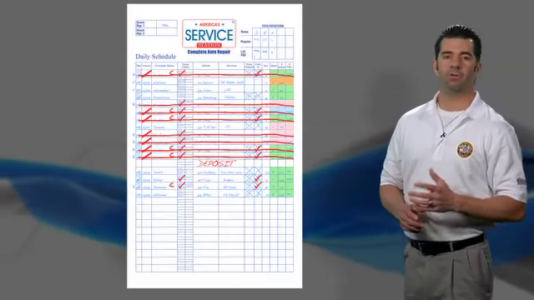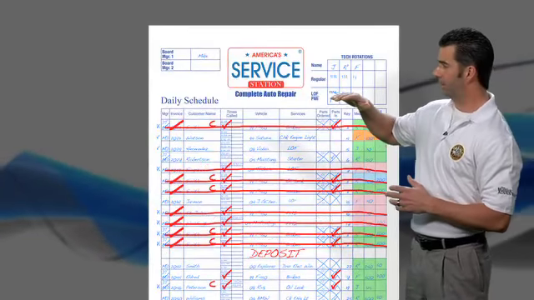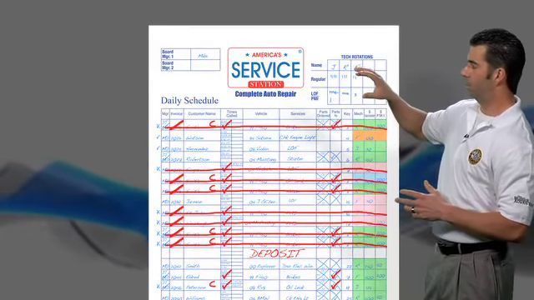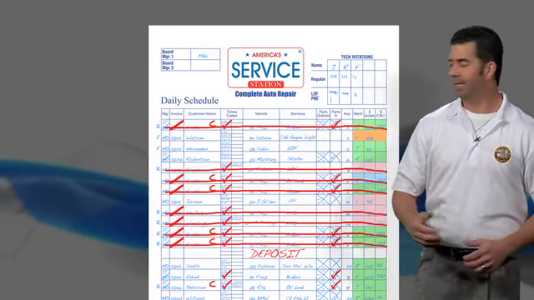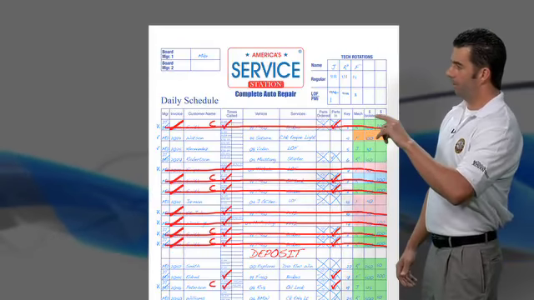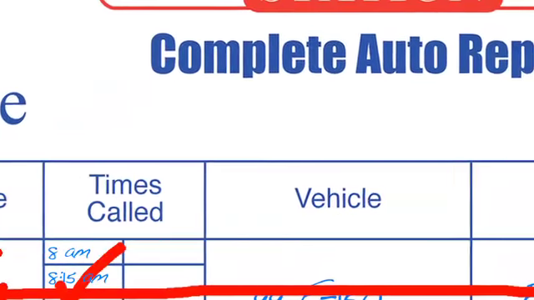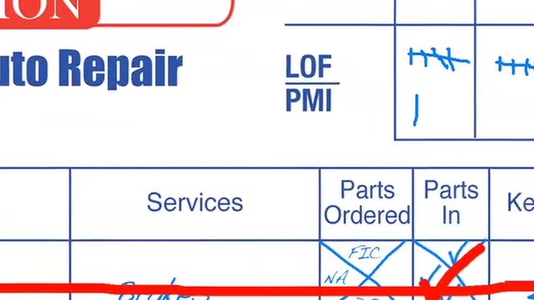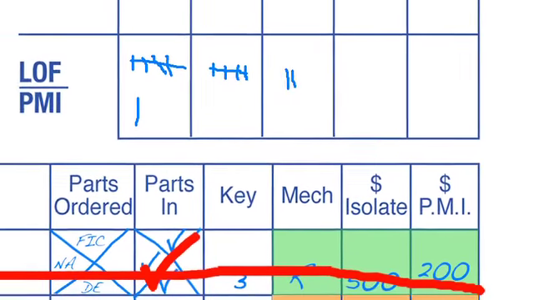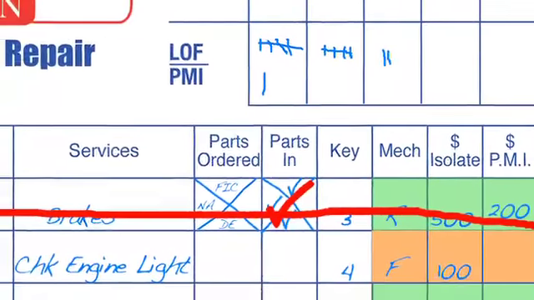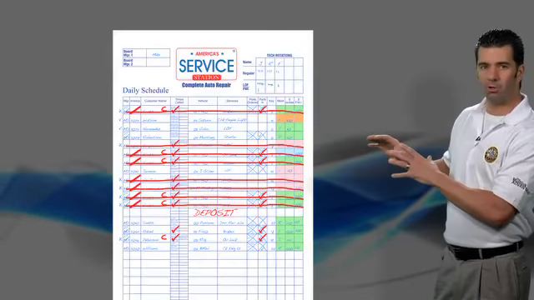Okay, the next thing we're going to talk about is the daily schedule. We have our logo in the middle of the board, and on the left-hand side we have what we call our daily schedule. We call that our workflow. If you look at this board, we've got manager, invoice, customer name, times called, vehicle, service, parts in, parts out, key, mechanic, isolate, and PMI. And then there's a bunch of squares underneath those columns. We call those bullet holes, okay? What we want to do is fill those bullet holes up with something.